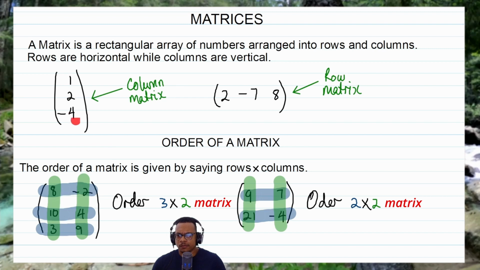Now if we were to look at the column matrix, we have 1 column, but horizontally we have 1, 2, 3. 3 rows and 1 column. So the order of this matrix would be a 3 by 1 matrix, meaning the order is 3 by 1. And for the row matrix, we have 1 row, but we have 1, 2, 3 columns. So this would be a 1 by 3 matrix.